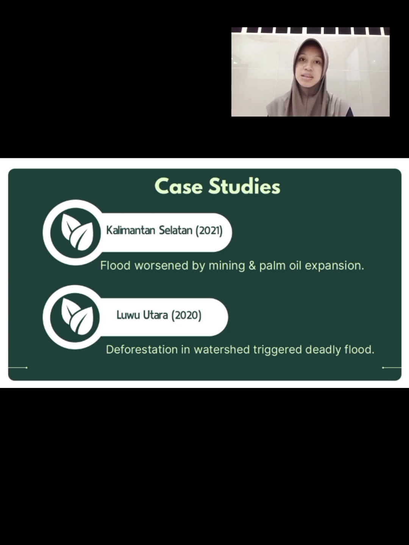The second case is Luwu Utara, South Sulawesi, in 2020. In this region, destruction of forest in the upstream area led to deadly flash floods that killed more than 30 people and destroyed entire villages. Both cases show that deforestation doesn't just harm the environment, it threatens human safety and economic stability. These real examples make it clear that environmental protection is not optional, it's essential for survival.